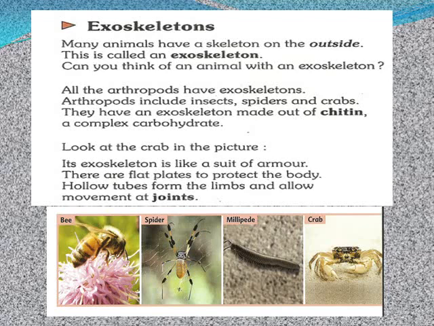Look at the crab in the picture. Its exoskeleton is like a suit of armor. You know the armor? The people who go to war and support our countries and give us security. We call this armor. Sometimes, to protect themselves from injuries, they wear this type of suit. It is exactly similar to the exoskeleton of the animals.